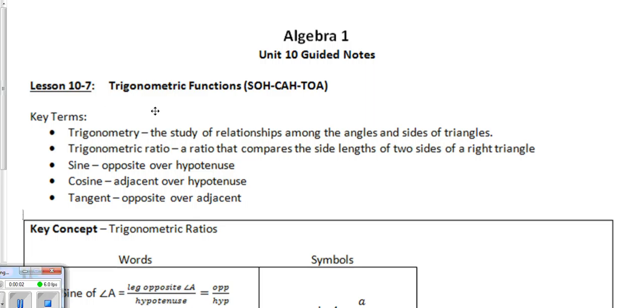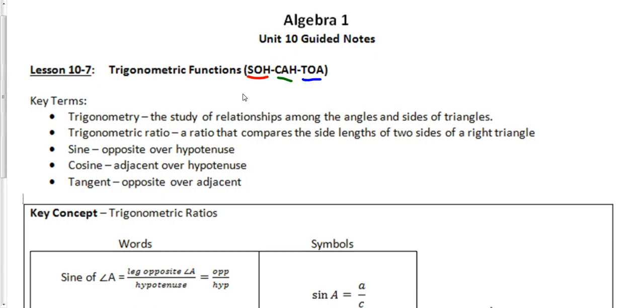Lesson 10.7 is about trigonometric functions. These are our sine, cosine, and tangent functions. A big part of what we're going to go over today is this phrase: SOH CAH TOA. Always try to remember SOH CAH TOA whenever you think of trigonometric functions or trigonometry. Sine, cosine, and tangent. We'll go over what these O's, A's, and H's mean as well.